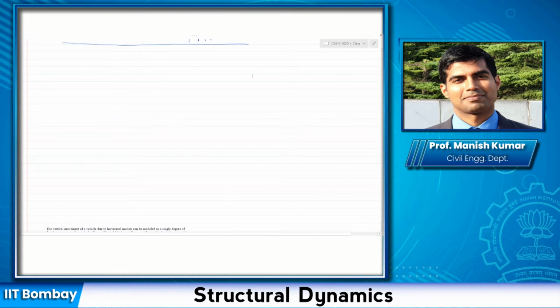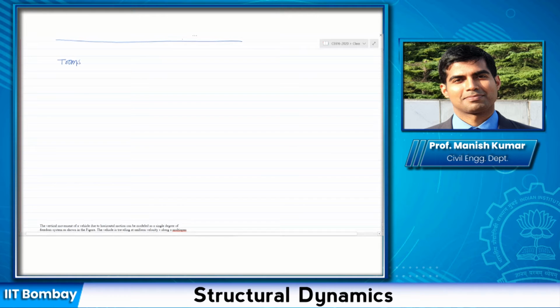So let us start the class today. Last class, we discussed an important property of a system which is called transmissibility. And in transmissibility, we saw that this TR, which I can write as square root of 1 plus (2 zeta omega by omega n) square, divided by basically the term that you have been using for RD or RA. The same term is here in the denominator.